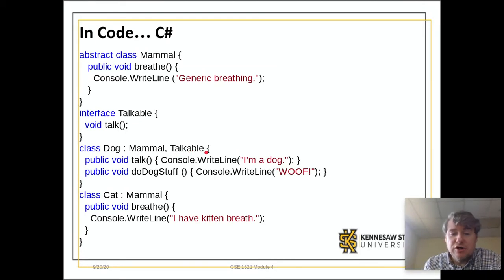So in C#, only one of these can be an abstract class. All the rest have to be interfaces. Only one of these can be an abstract class or a concrete class. All the rest of them have to be interfaces. So if you have more than one in the line, everything has to be an interface except for one. One thing can be the abstract or the concrete class.